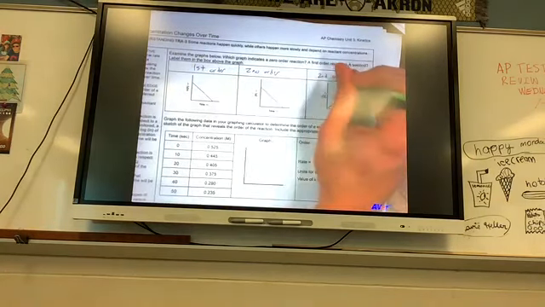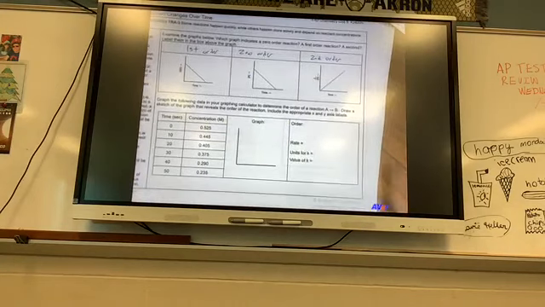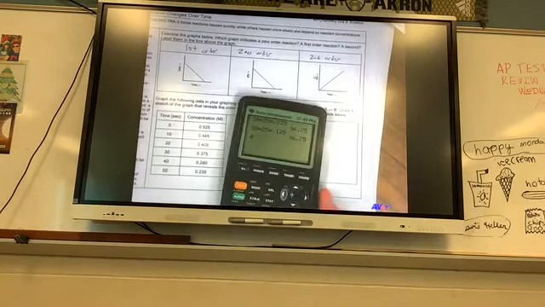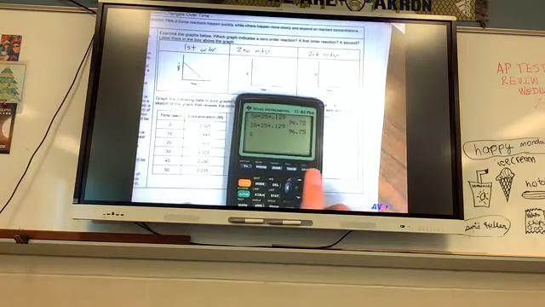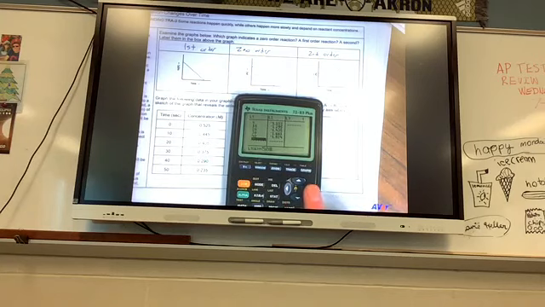Graph the following data in your graphing calculator to determine the order of reaction, A to B. Draw a sketch of the graph that reveals the order of reaction and include the appropriate X and Y labels. So first of all, let's graph this. I would suggest you do this on your own. So remember how to do this. I go into stat, edit. L1 is always my time, so 0, 10, 20, 30, 40, 50, enter.